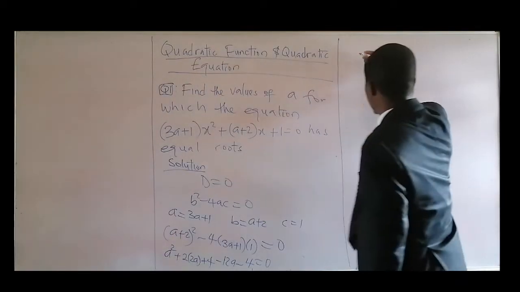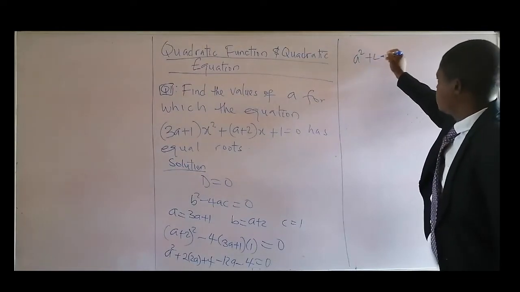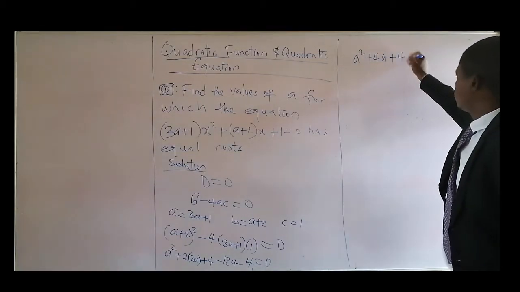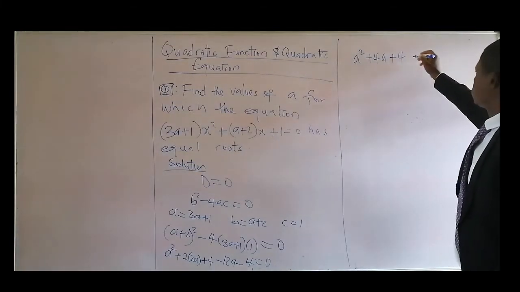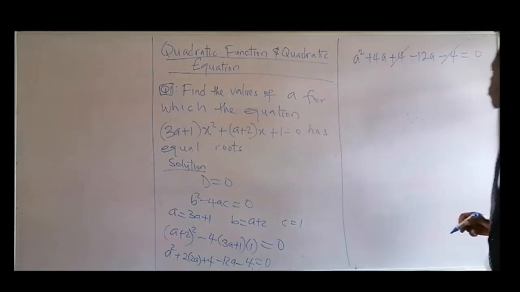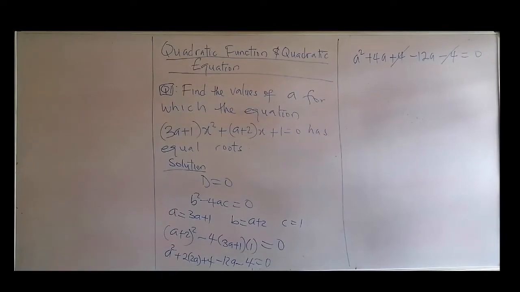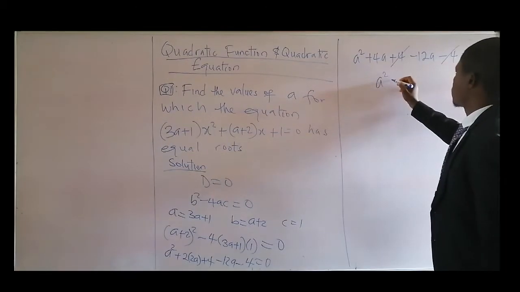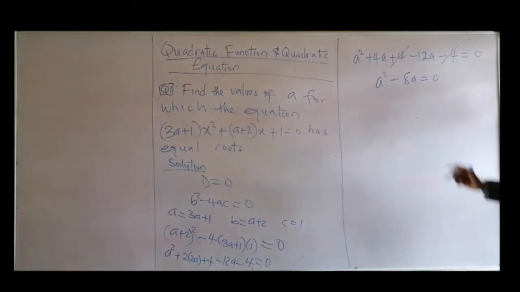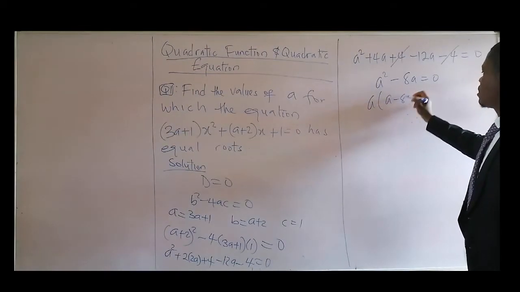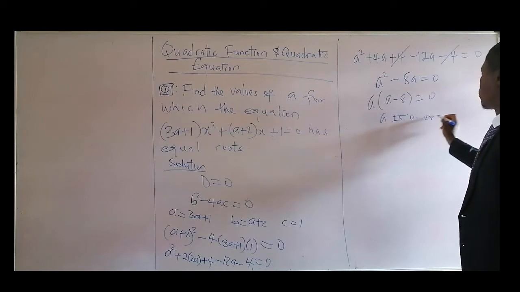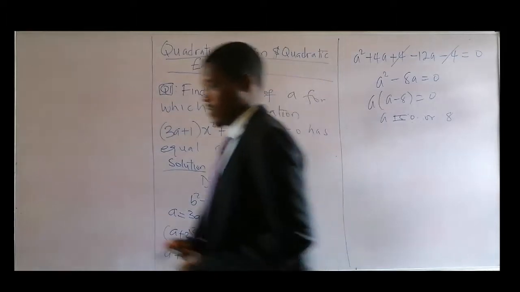Then that will be equal to a squared plus 4a plus 4, minus 12a and then minus 4 equal to 0. This plus 4 and minus 4 will cancel out. We have a squared plus 4a minus 12a, that's minus 8a, equal to 0. So in that case now we can factorize a: a into bracket a minus 8 equal to 0. So a is equal to 0 or a is 8.